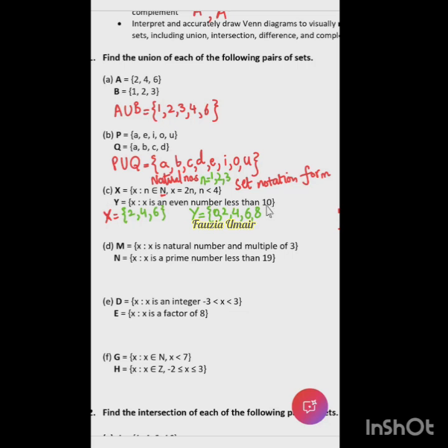No, because it is less than 10, right? So these are the elements. So sometimes you can miss the 0 also because 0 is considered a neutral number. So you can skip that also. So now let's write down what is X union Y.